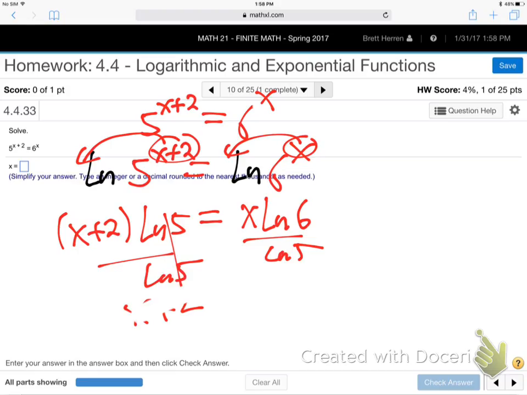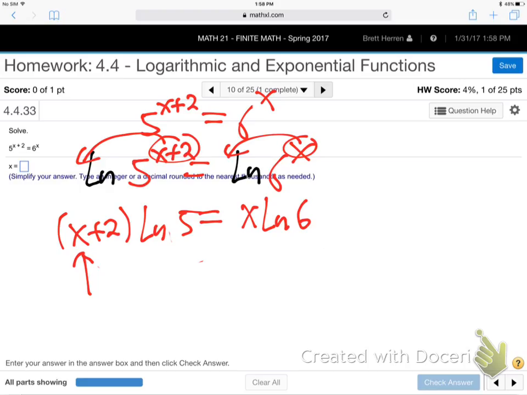So we do not want to just divide by the ln 5 because it's not a matter of just getting this x alone. If it was, yeah, that'd be great, right? If all we had to do was take this x on the left and get him alone, then yeah, divide by the ln 5, subtract the 2, boom. But it's more to it than that. We got him too. So don't do that. What do you do then? You distribute.